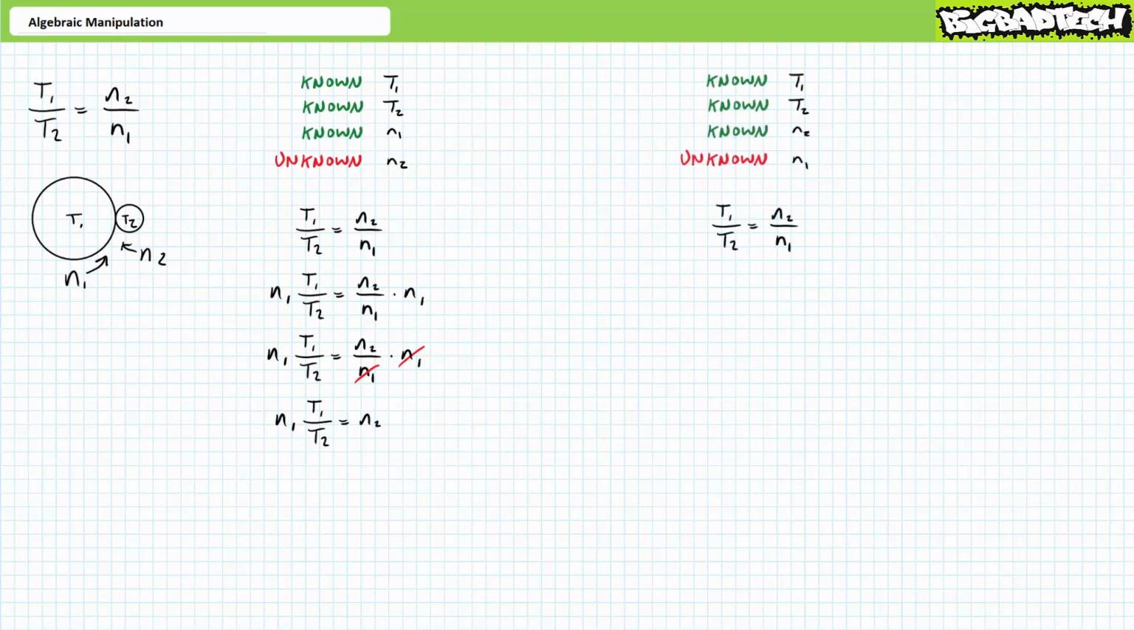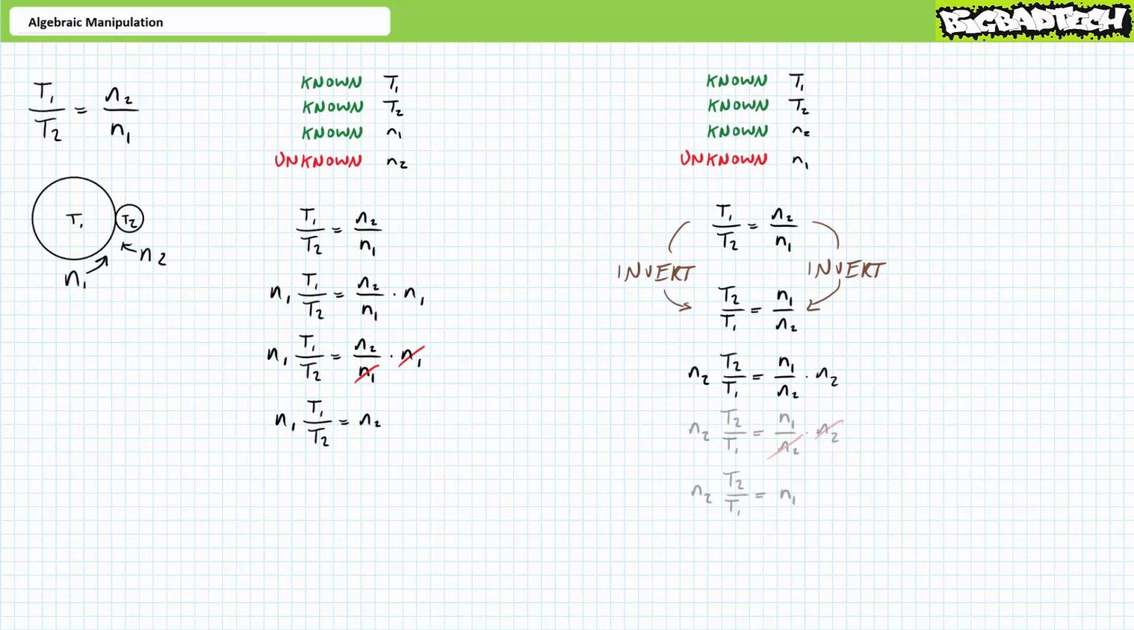Our next problem is asking us to solve for unknown property N1, given known properties N2, T2, and T1. Again, given T1 over T2 equals N2 over N1, one may initiate this algebraic manipulation by inverting both sides. Multiply both sides by N2. N2 cancels out on the right, and we're left with N1 equals N2 times T2 divided by T1.